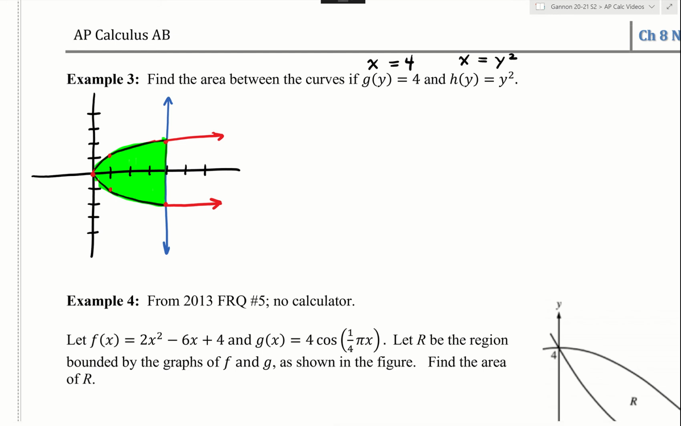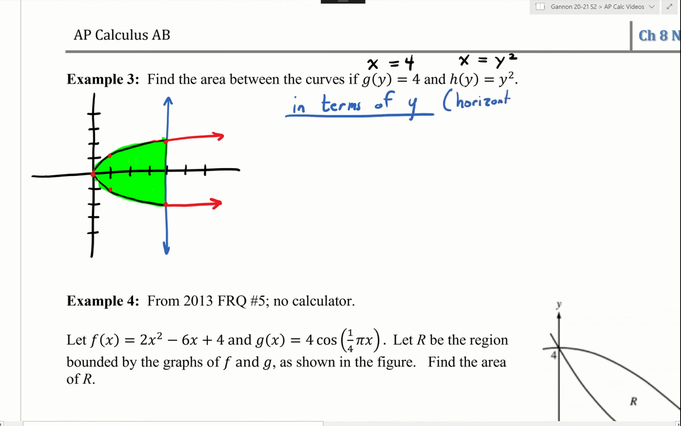All right, now for me, guys, as I take a look at this, I see that the blue line is always to the right of the red sideways parabola. So I'm going to go ahead and do this in terms of y. I'm not going to bother doing anything in terms of x. And just a reminder, when you do it in terms of y, you are using those horizontal slices. So you'll hear that mentioned, which is basically taking that area and accumulating it.